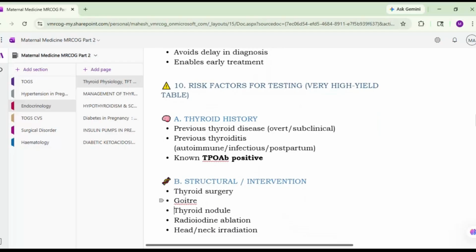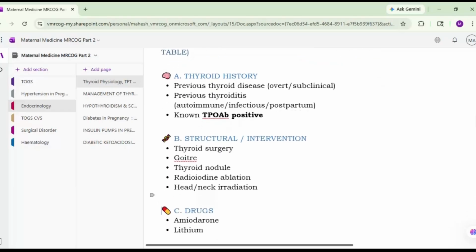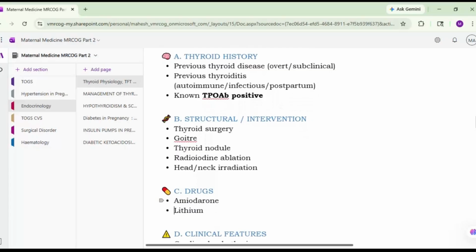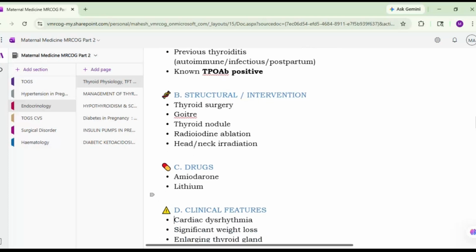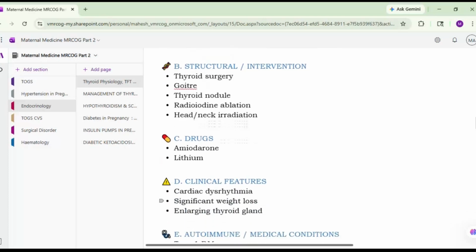If the patient has a thyroid history, that is previous thyroid disease, either overt or subclinical, or previous thyroiditis such as autoimmune, infectious or postpartum, or she is a known case of TPO antibody positive, or there may be a structural or clinical history of thyroid surgery or goiters, thyroid nodule, radioactive ablation, head and neck irradiation, etc. Or she may be taking drugs such as amiodarone or lithium, which are known to affect thyroid gland function. You have to test this lady.